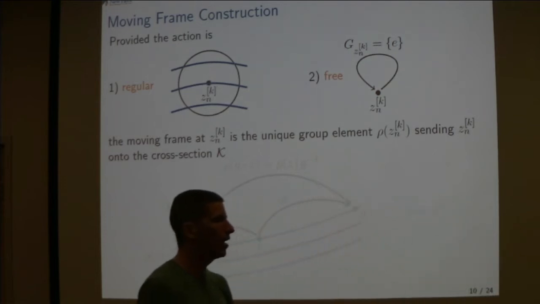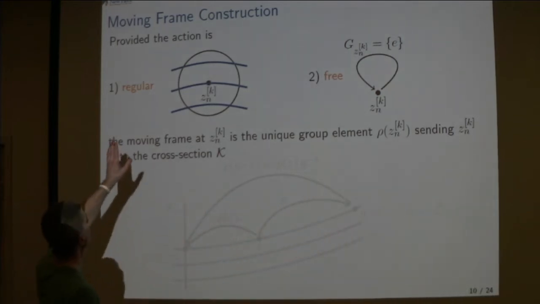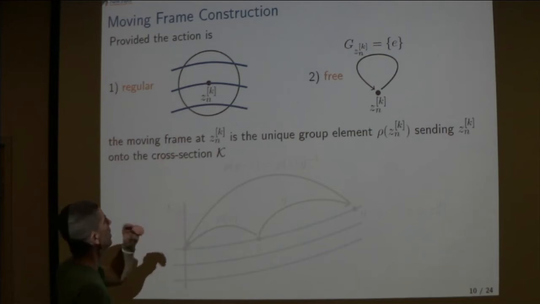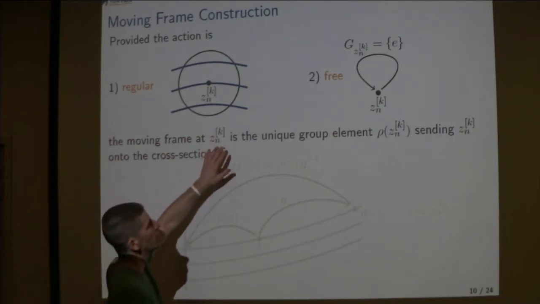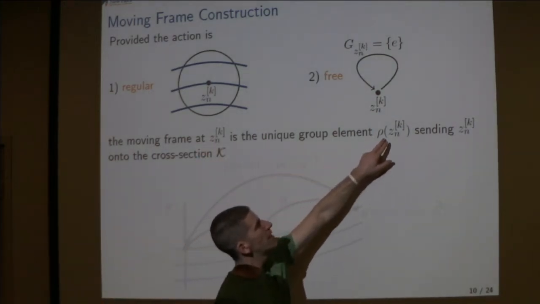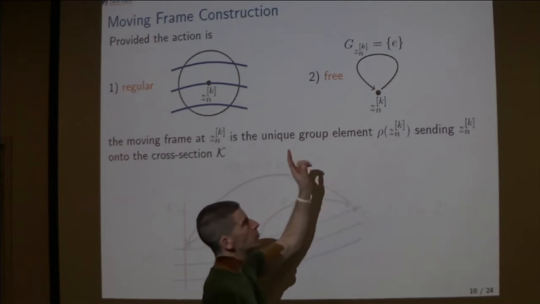If we assume that the action is regular and free, and we have a cross section K, then the moving frame at a given point Zn will be the unique group element which will send Zn onto our cross section.